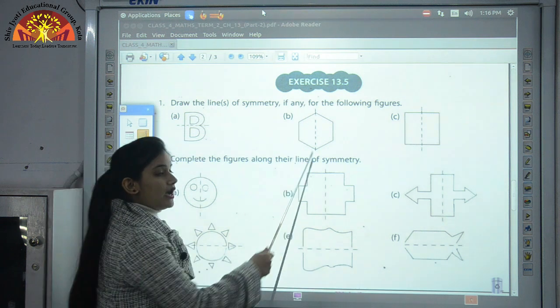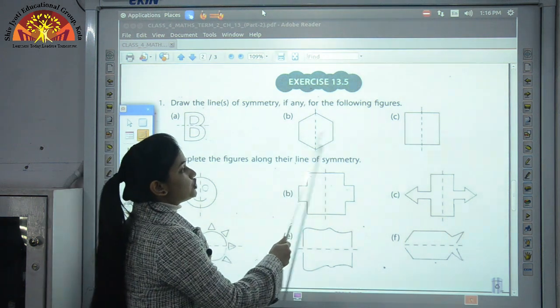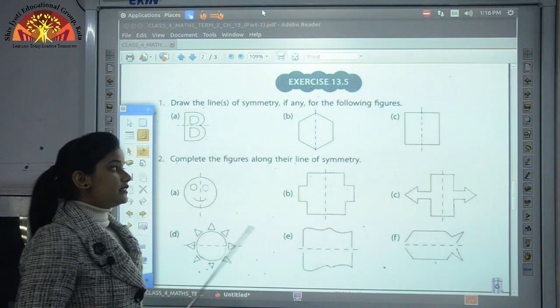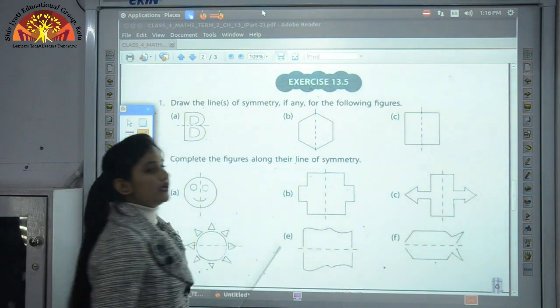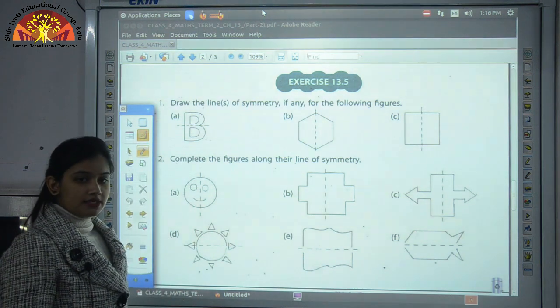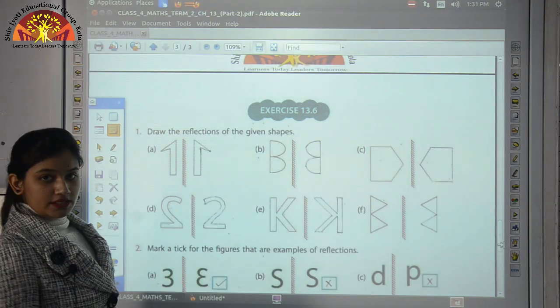So this will be the line of symmetry and these two shapes are symmetrical. In this way you can do C part also. In these shapes you have to draw only one line of symmetry. Is it clear? So now we will start exercise 13.6.